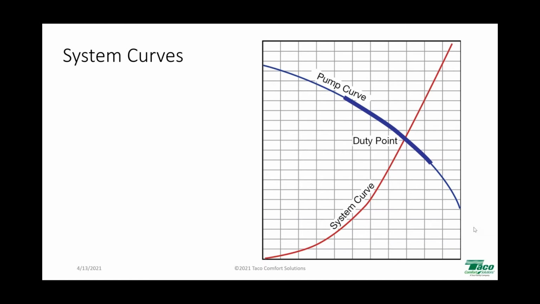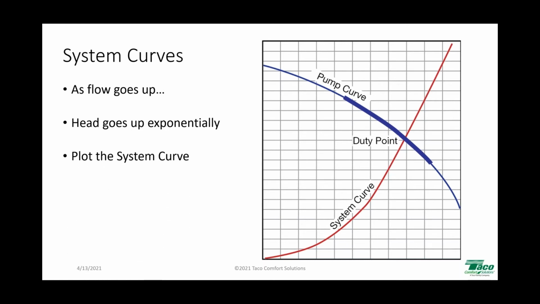You don't need to know how to figure out system curves unless you really want to. The most important thing about a system curve is, A, you know they exist, and B, you need to know the shape. It's not a straight line. As flow goes up, head goes up exponentially. It's one of the first things we talked about, and that's reflected by a system curve.